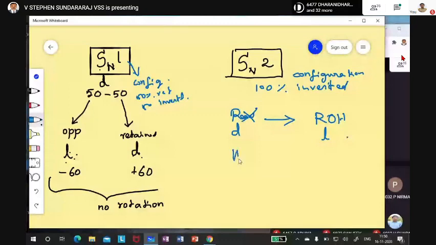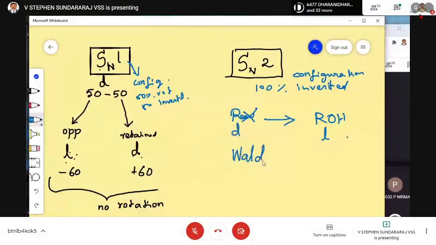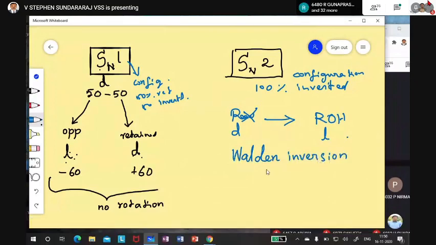This is generally called Walden inversion. I will teach this once again in the biomolecules chapter, that's why I'm covering it a little more. In Walden inversion, the configuration is inverted, therefore the rotation is inverted. If this is plus rotation, it will be minus rotation. But if RX is plus 60 degrees, what about the product? It will definitely be minus, but it may not be 60; it may be 35 or 40.